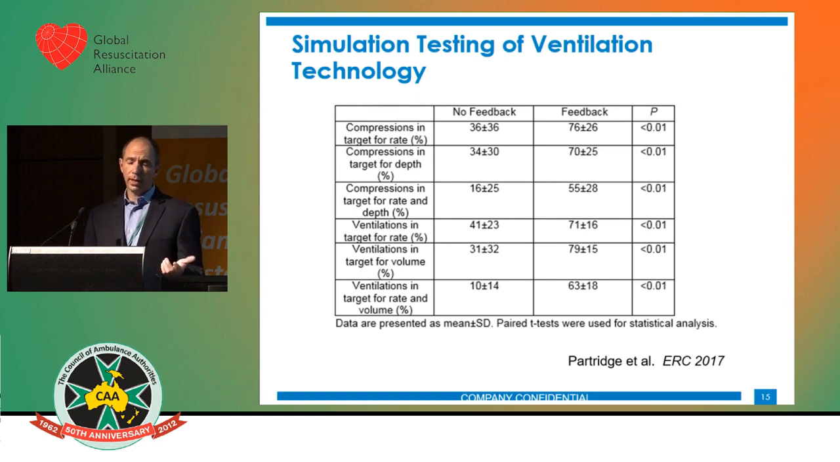And then in terms of ventilation, ventilations in target for rate, 41%, and after we turned feedback on, 71%. Ventilations in target for volume, 31%, and after we turned the feedback on, 79%. And ventilations in target for rate and volume combined, initially 10%, and that improved to 63%. So we saw a dramatic improvement in just a very controlled lab environment.